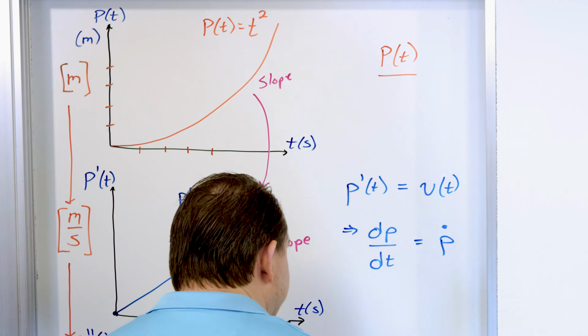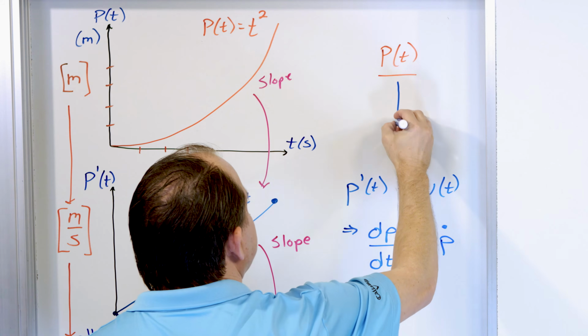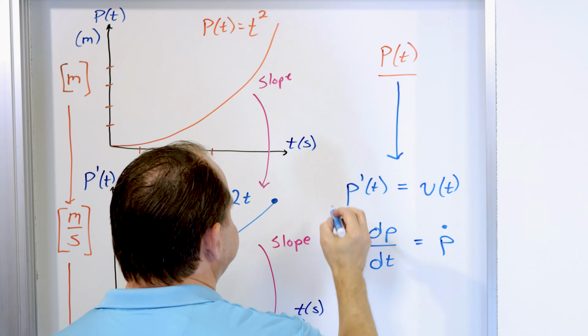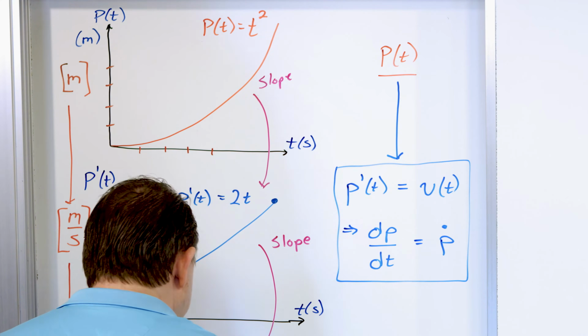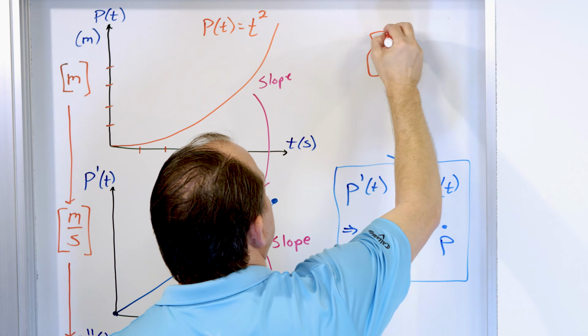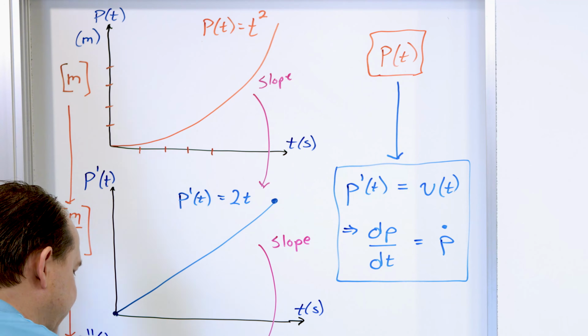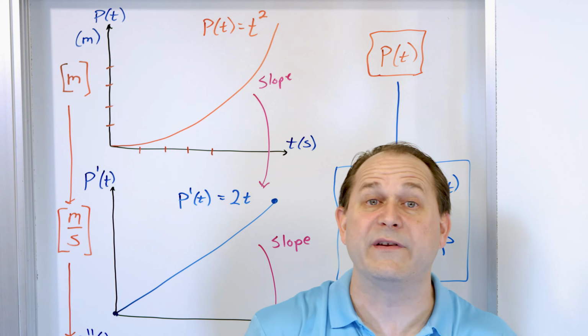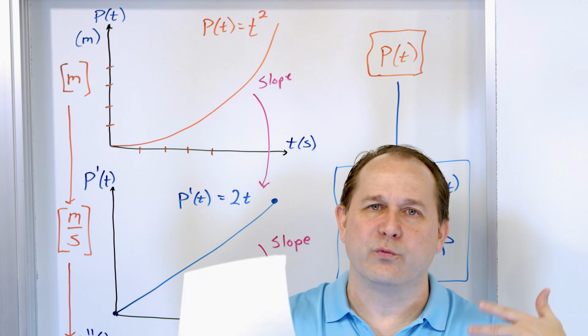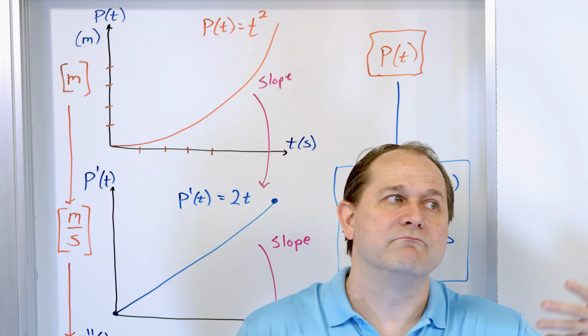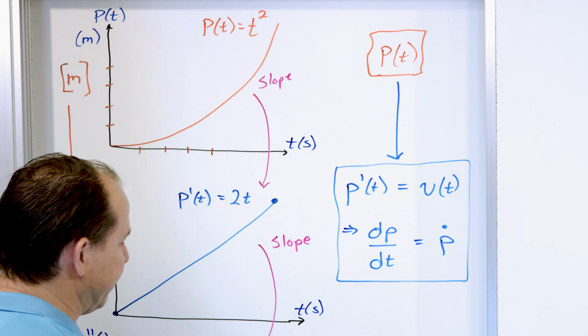Now that is how we go from the original function to the derivative. I'm going to circle this in blue, and I'll circle the original function in red, because the derivative comes from an original function. That's why it's called a derivative. Derivative means something that comes from something else. So the derivative function comes from the original position function.